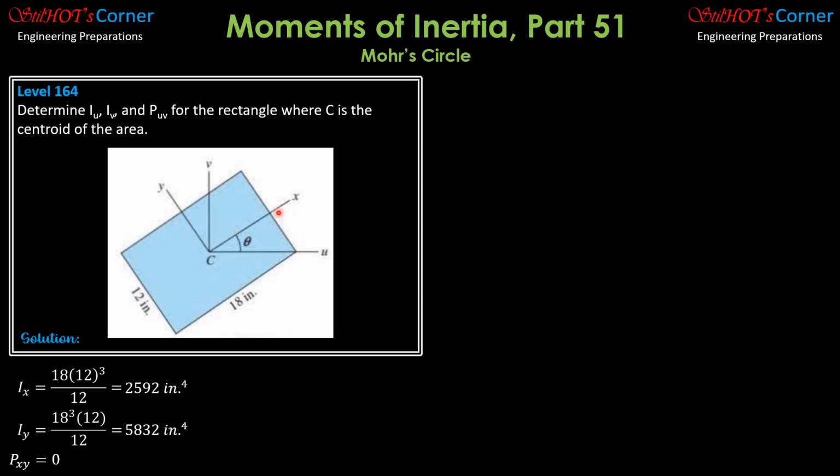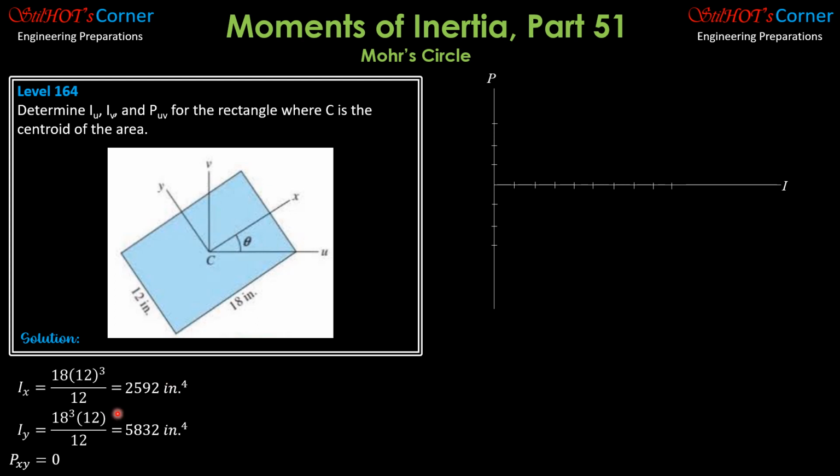So take note, from the centroidal x-axis we can locate the centroidal u-axis by rotating clockwise through an angle theta, but in the Mohr circle, 2 times theta. From the figure, tangent of theta is equal to the opposite, which is half of 12, so 6 inches, divided by half of 18, 9 inches. So this is the figure.